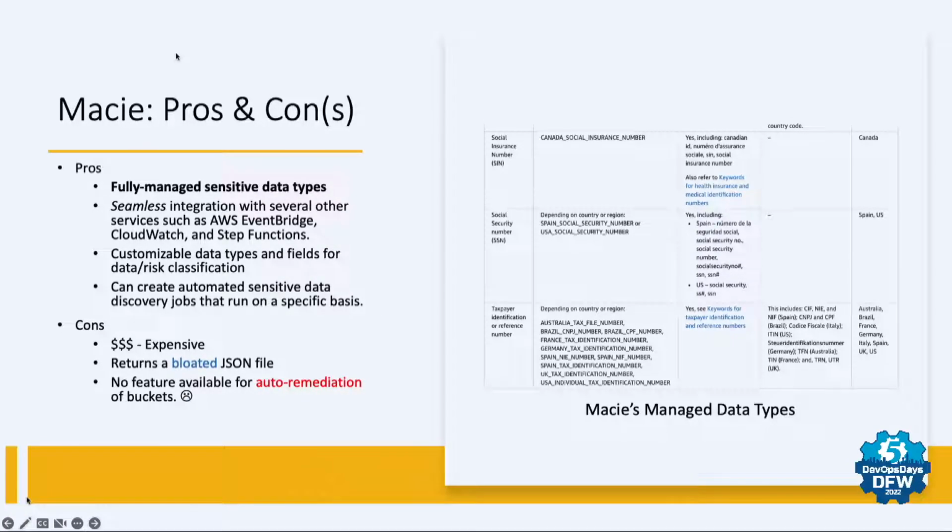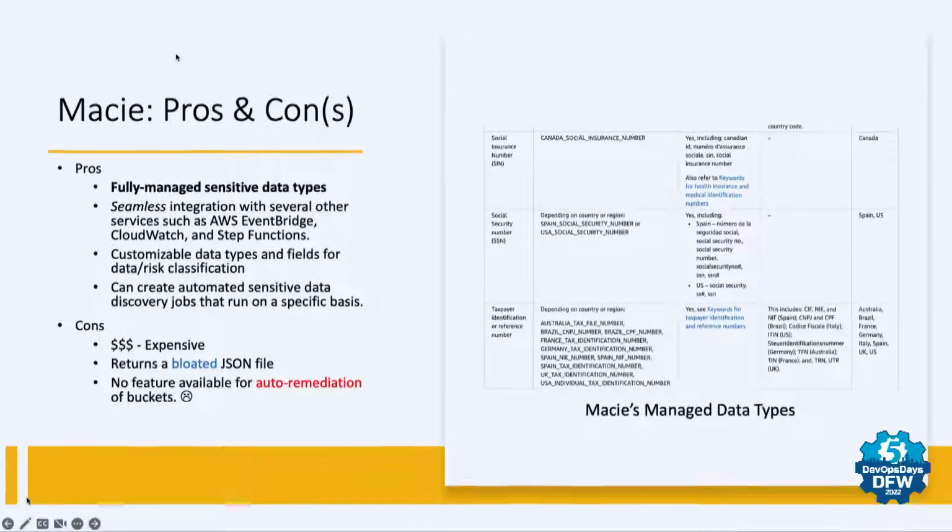The key thing about this is that it seamlessly integrates with all the other services, such as EventBridge, CloudWatch, and Step Functions, which we're going to talk about in a bit. If you're an organization and you want to specify your own data types, you can. It has the ability to add customized data types and fields for data classification, so you can classify your own data and risk if you want to. And with these jobs, you can also automate the sensitive data discovery jobs and run them on a specific basis. You can run them daily, nightly, weekly. You can do it whenever you want to.